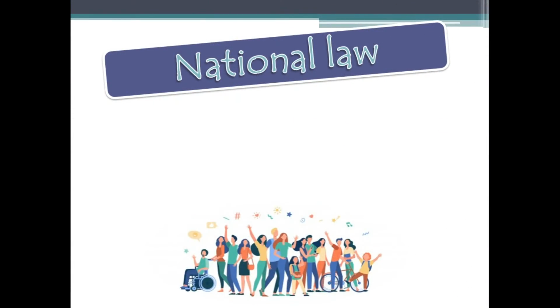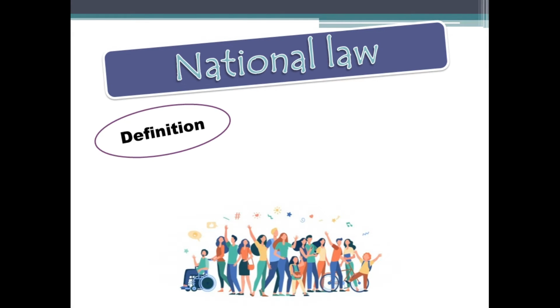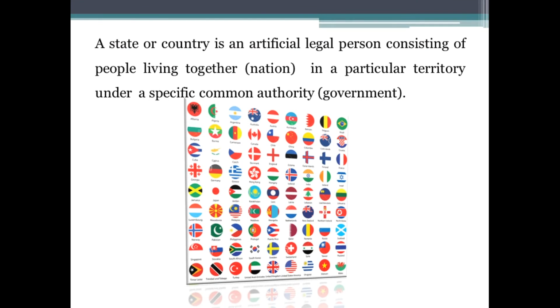Let us move on to our second division of law, which is the national law. First of all, I would like to start by defining a nation. Nation refers to a group of people being bound together by common language, identity, ethnicity, or history. A state or country now refers to the artificial legal person consisting of people living together.